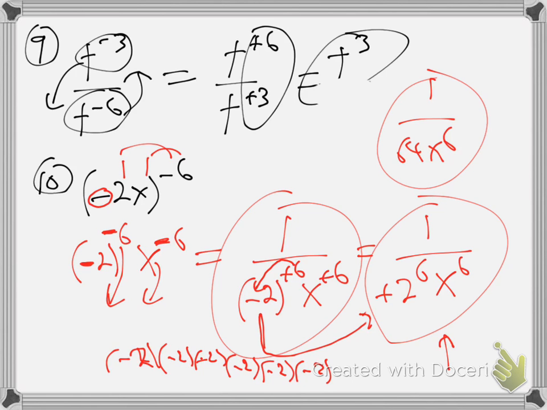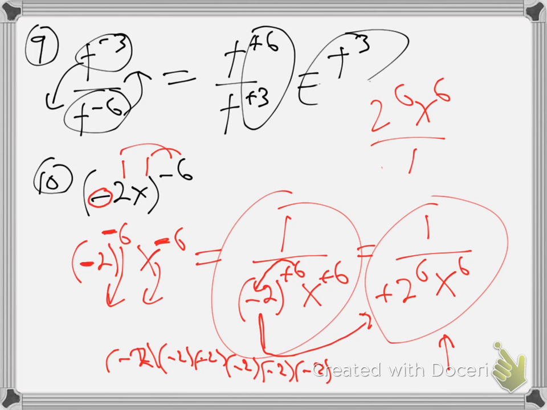The reason B would be wrong is if I just write 2 to the 6, x to the 6, without any fraction at all, it really means over 1. Are you aware of that? And that's upside down. Anything you write without being a fraction really is a fraction over 1, really is in the top, and that's not correct. Our stuff needs to be in the bottom on that.